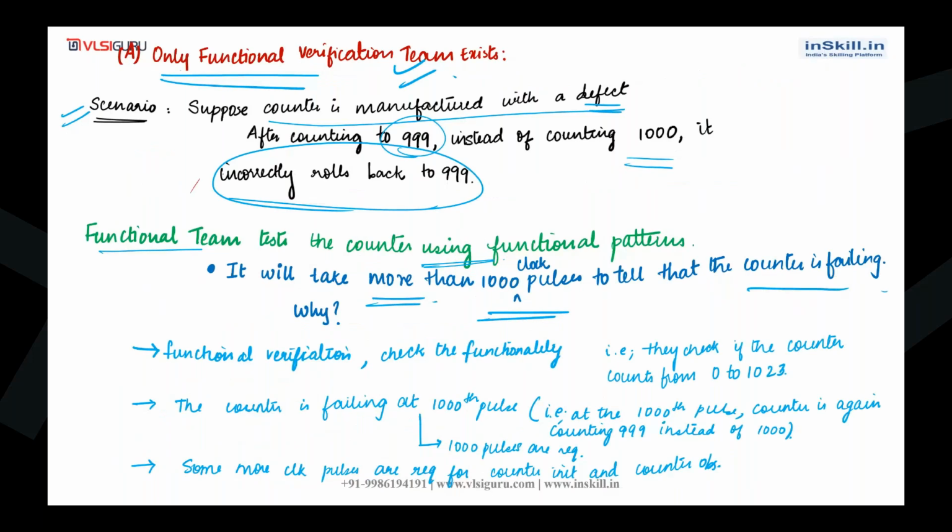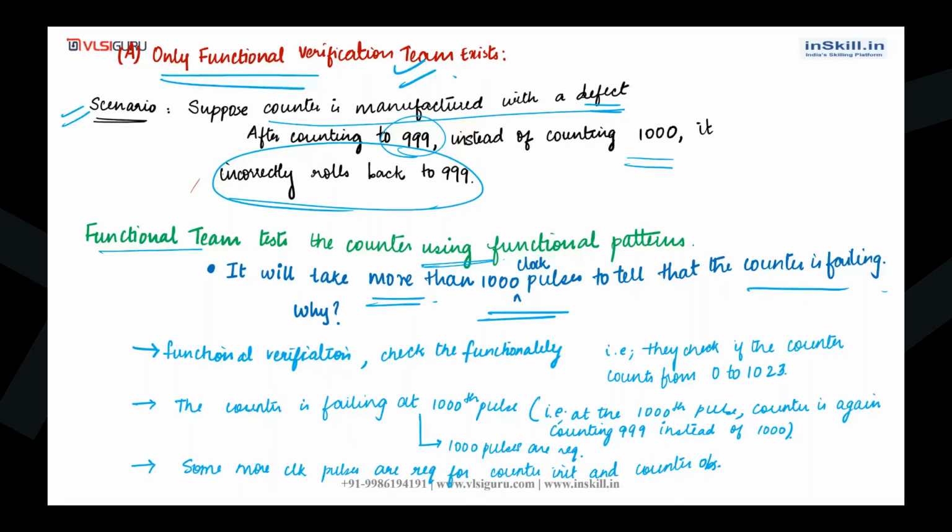So, in our case, the counter is manufactured with a defect. That's why after counting to 999, instead of incrementing to 1000, it again counts 999. It incorrectly rolls back to 999. Imagine that you only have a functional verification team. The functional team is testing the counter with functional patterns. In this case, it will take more than 1000 clock pulses to tell that the counter is failing.